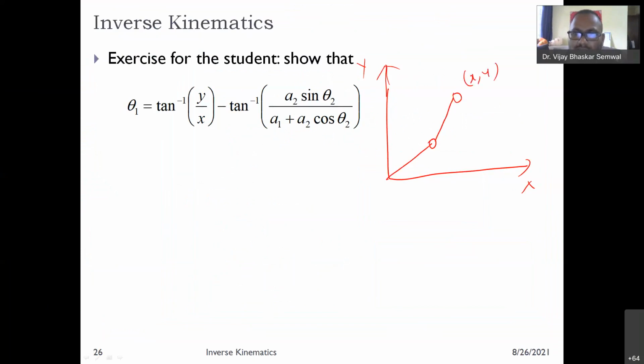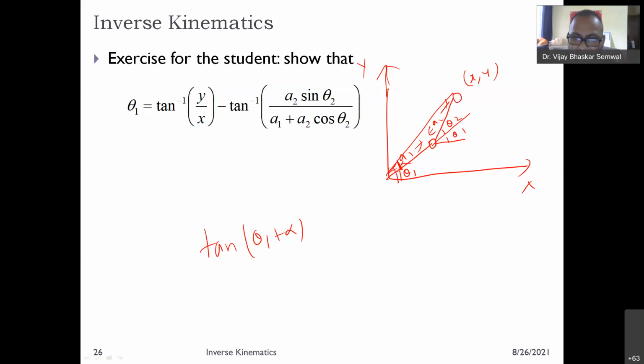This is coordinate x and y. This is link length A1. This is link length A2. The angle formed is theta 1, this angle formed is theta 2, this is again theta 1. Suppose this angle is alpha. Either you can consider the entire angle, so tan of theta 1 plus alpha.